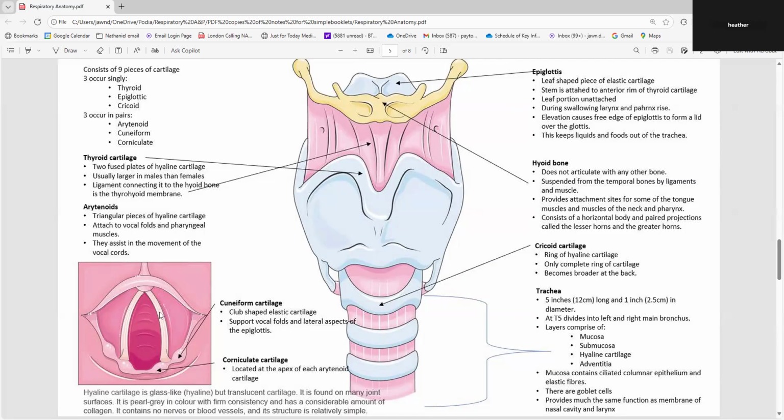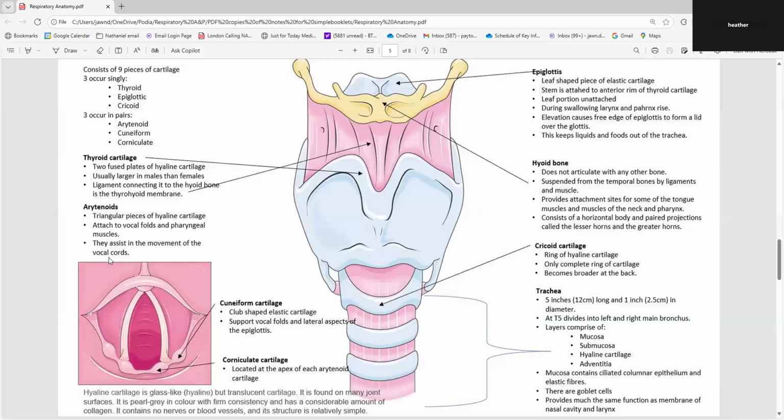So if I just explain here, this part here is the epiglottis. And you can see it on this image here. This is also the epiglottis. Now, the function of the epiglottis is basically just to cover the glottis. And this is the glottis. This is just an opening. And there you can see the trachea going down into the lungs. So the epiglottis covers the glottis.